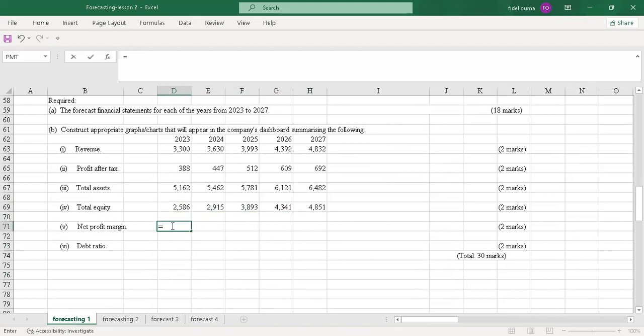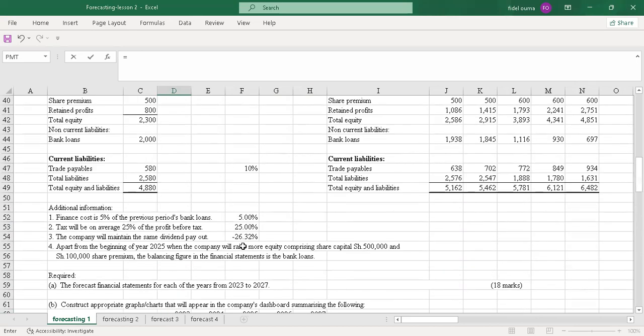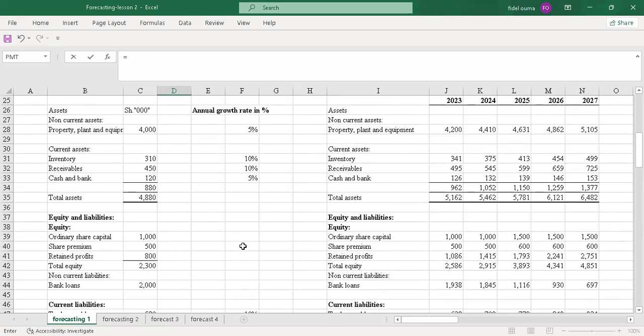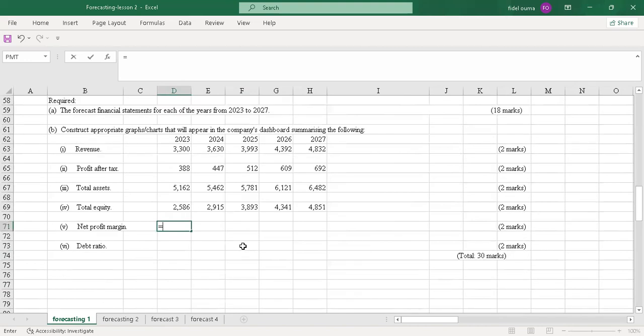Then the net profit margin, you know that is the net profit over revenue. And the net profit is the profit after tax. Yeah, so this is what I'll do. The profit after tax is this. So I just pick this and I divide by revenue because that's the margin.